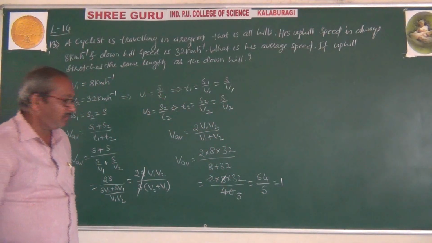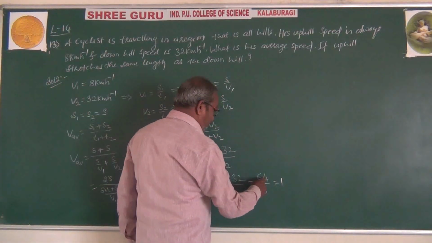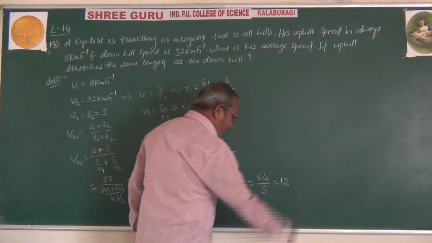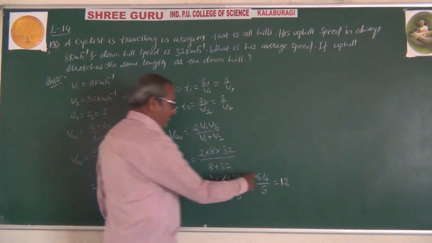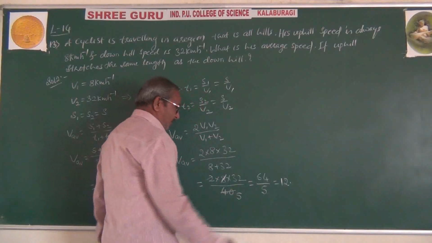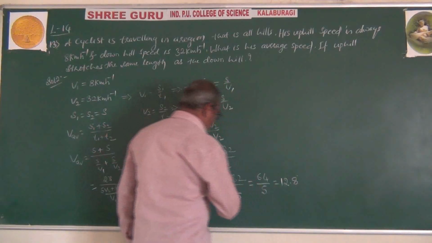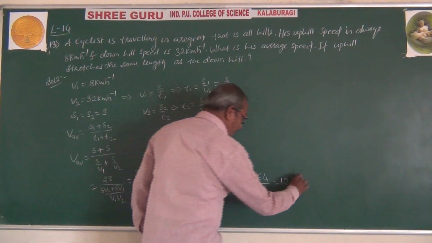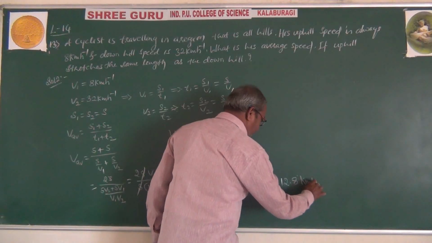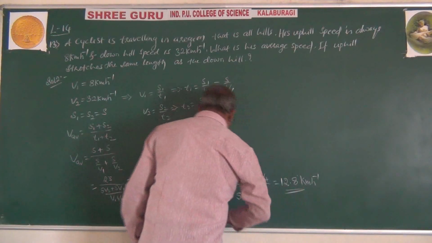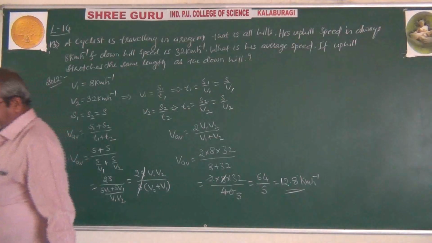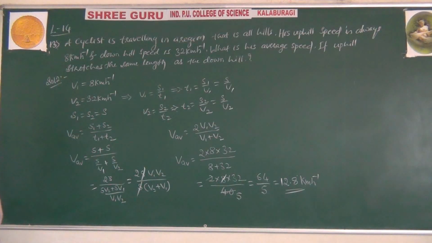5 1 is 5, remains 14, 5 2 is 10, remains 4, 40, 5 8 is 40. So the answer is 12.8 kilometer per hour. This is the average speed of the cyclist. Is it right? Understood?